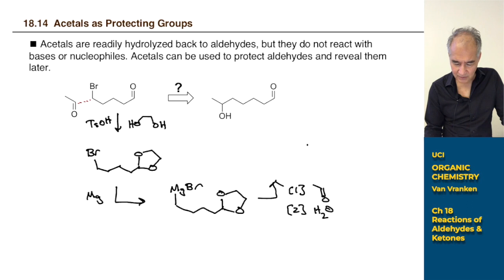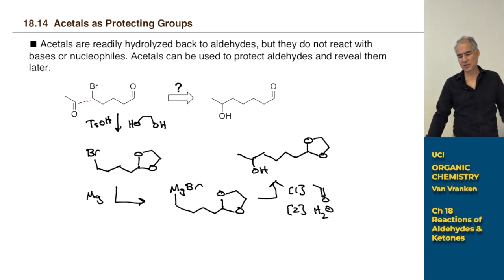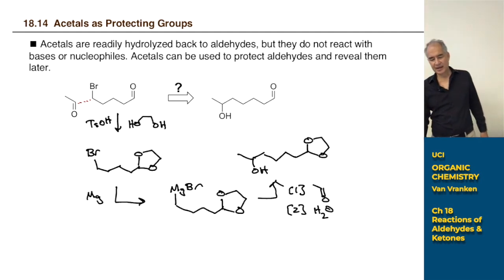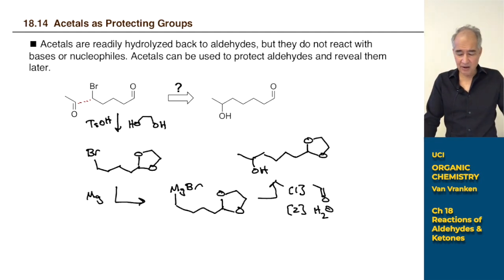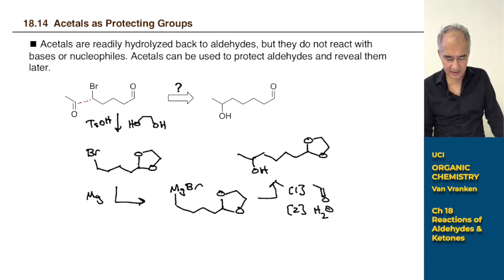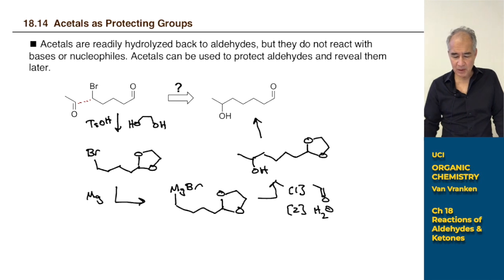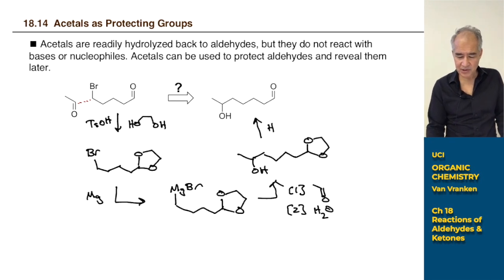So if I start over on this side and I start drawing that alkyl chain, don't worry about the stereochemistry here. I'm just trying to show the bond-forming events. And now that we're done with this aldehyde, with this acetal thing, we want to remove that. And so now, if we want to remove this, we just change the conditions.